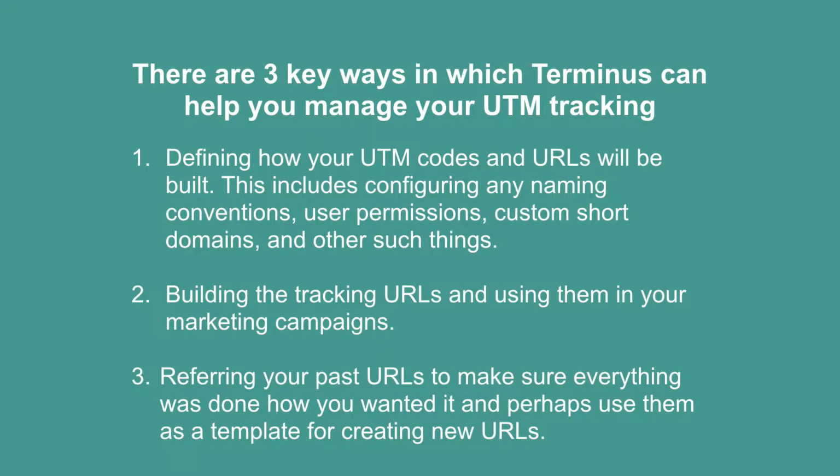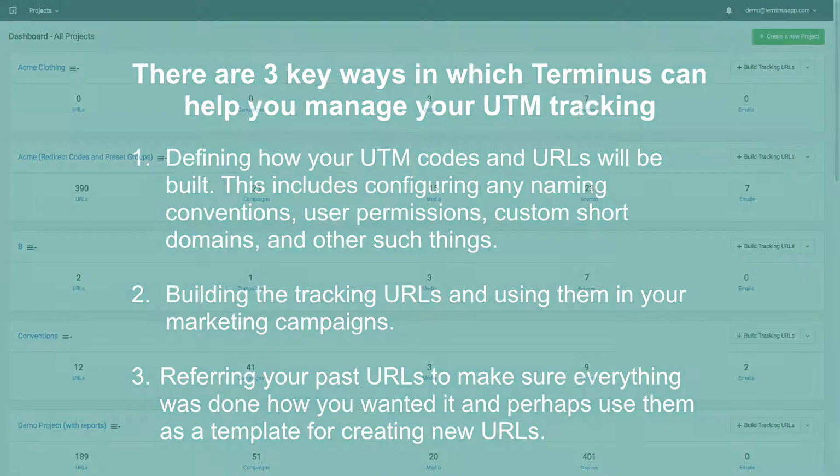There are 3 key ways in which Terminus can help you manage your UTM tracking. 1. Defining how your UTM codes and URLs will be built. This includes configuring any naming conventions, user permissions, custom short domains, and other such things. 2. Building the tracking URLs and using them in your marketing campaigns. 3. Referring to your past URLs to make sure everything was done how you wanted it, and perhaps using them as a template for creating new URLs.